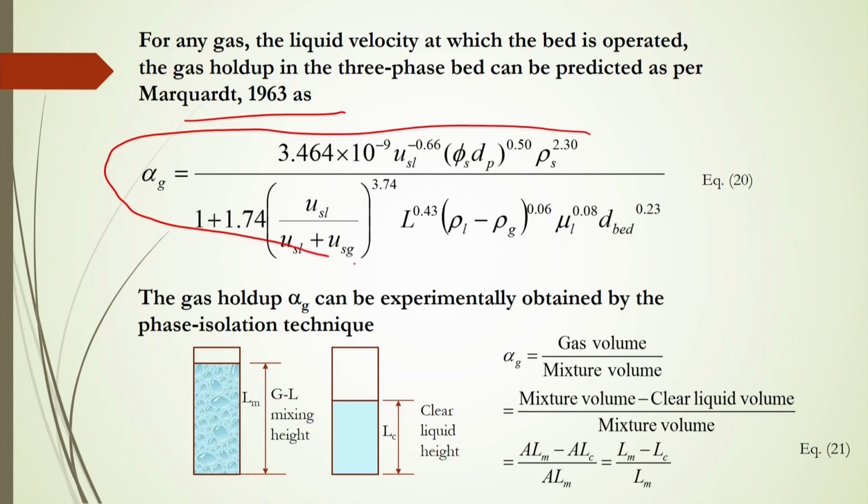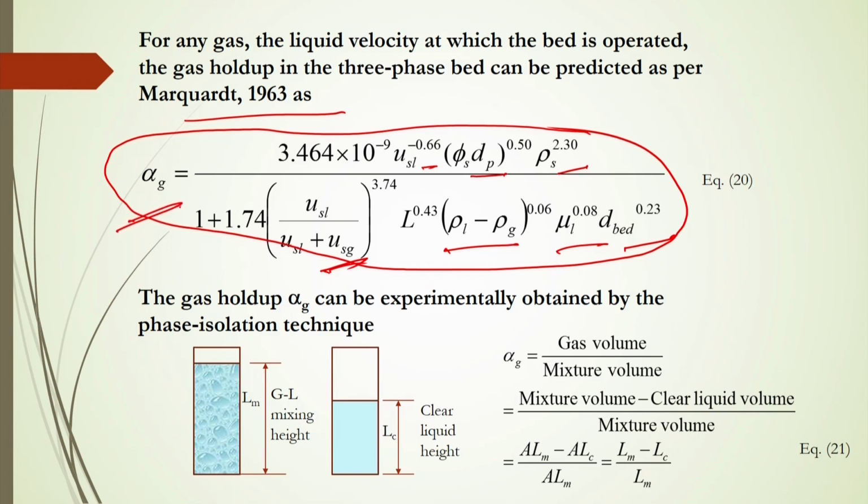He has developed this correlation for calculating the gas hold up in the gas liquid solid 3-phase system. So, this is a function of superficial liquid velocity, particle diameter, solid density, superficial gas velocity, density of the gas and liquid, viscosity of the liquid, and also the bed diameter. If you substitute these variables in this equation, then you will get the fractional gas hold up in this 3-phase system.